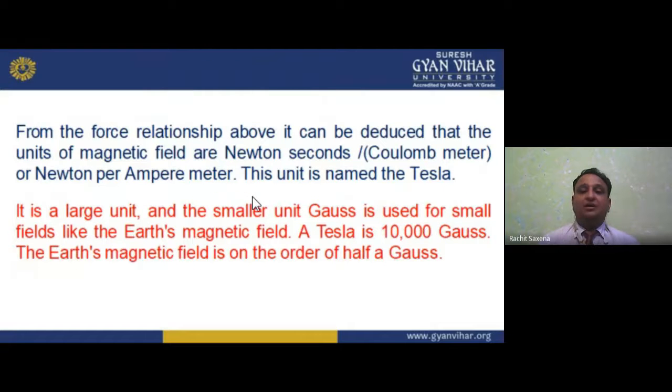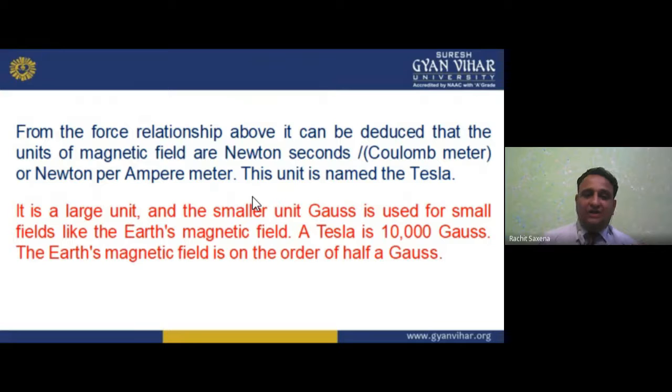Now from the force relationship above, QVB sine theta, in vector form, it can be deduced that the units of magnetic field are Newton second per coulomb meter, or Newton per ampere meter. This unit is named the Tesla.